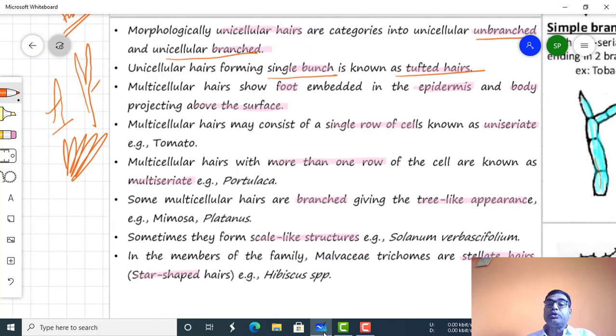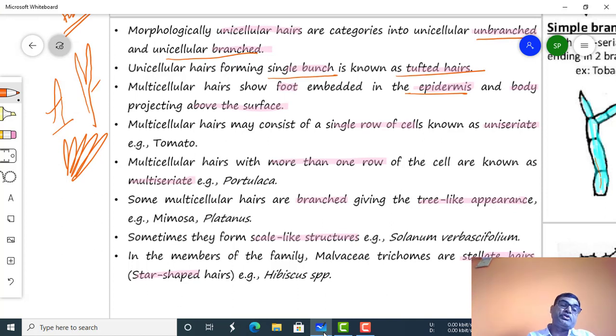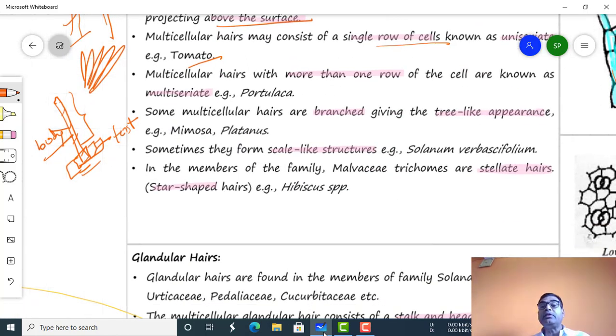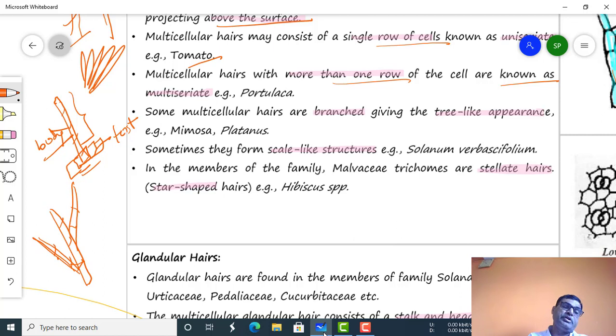Multicellular hairs show the foot embedded in the epidermis and the body projecting above the surface. If you see such a hair, it shows multicellular hair. This region embedded in the epidermal zone is called the foot, and the body projects above the surface. Multicellular hairs may consist of a single row of cells, then it is called uniseriate, observed in the tomato. With more than one row, it is called multiseriate. This is a uniseriate one, and if it is present in this way, then it becomes multiseriate.